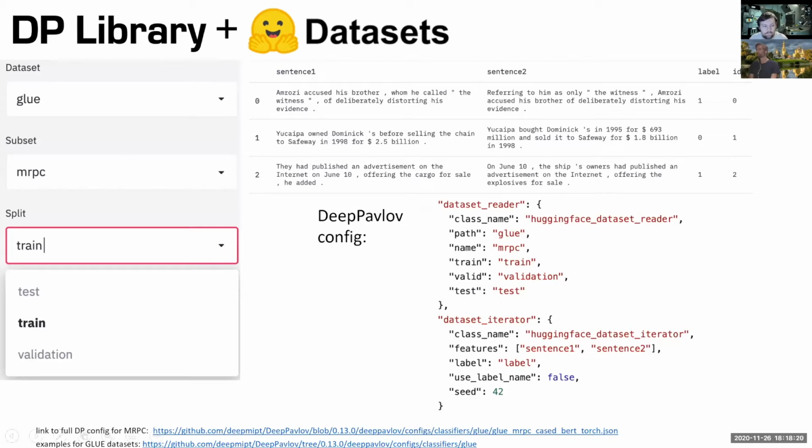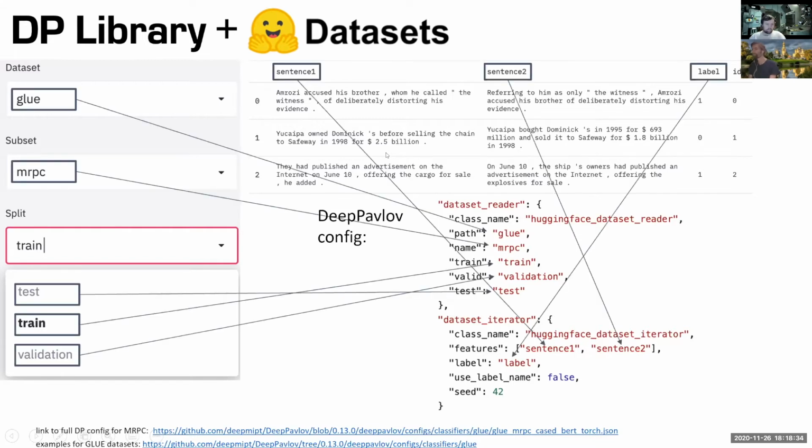To use this dataset in DeepPavlov, we should add a dataset reader and dataset iterator components to the configuration file and specify several fields. Next slide. For the dataset reader, we should set a dataset path, dataset name, and the names of train, validation, and test splits. They may differ for different datasets.